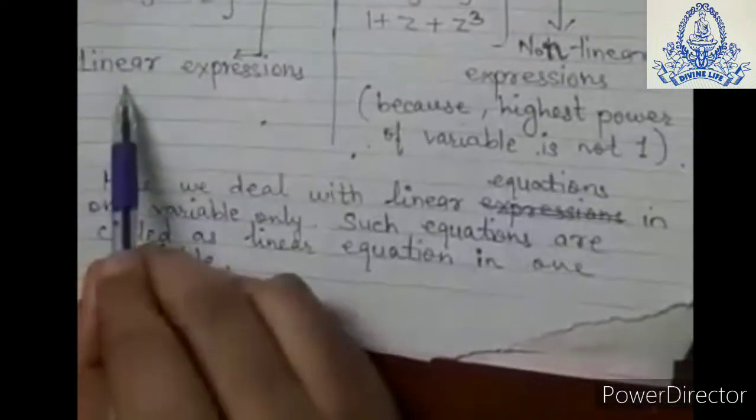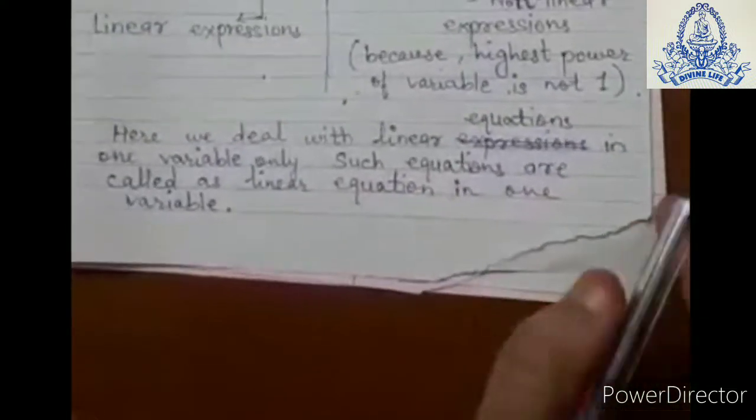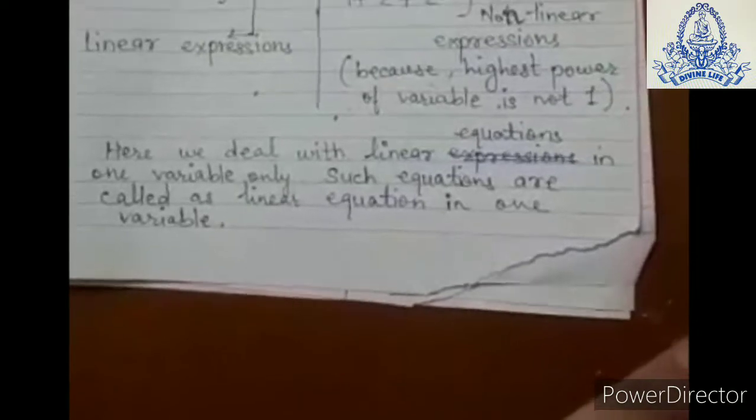We have learned about linear expressions and non-linear expressions. Now here we want to deal with linear equations in one variable only. Such equations are called linear equations in one variable. Now consider this equation: 2x minus 3 is equal to 7.